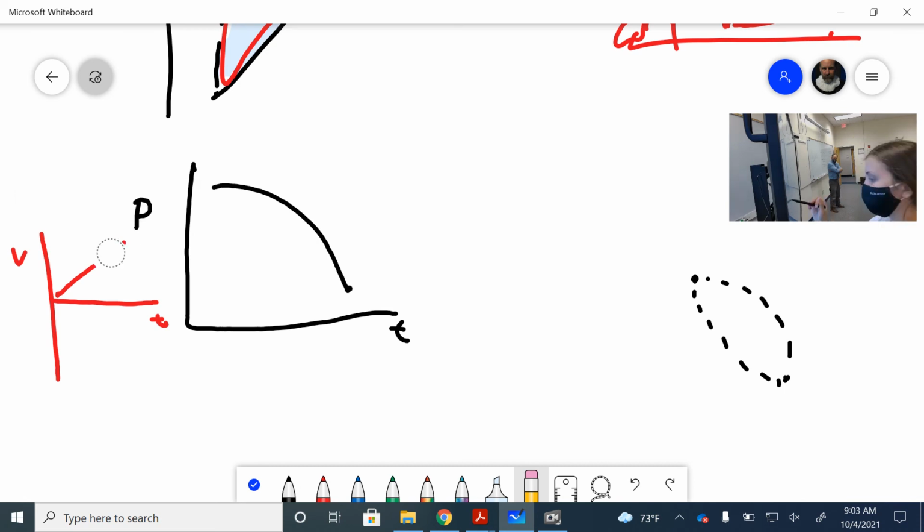I have no idea what it is. Starts slow, ends fast. Is that positive acceleration? No, it is not positive acceleration.